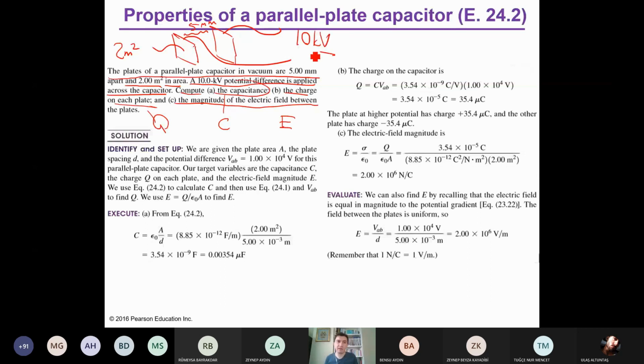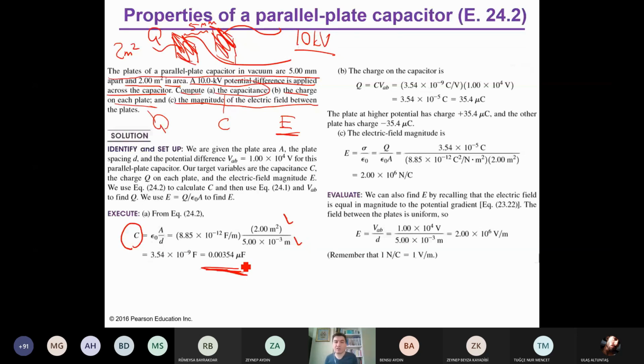Okay, then what about the charges stored on each conductor, and what about the capacitance of this capacitor, and what about the electric field in between? Capacitance of the capacitor is given with this expression: A over D times epsilon 0. A is given and the distance is given. Then I can calculate the capacitance in microfarad.